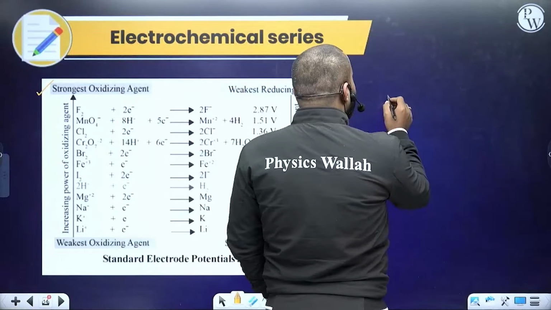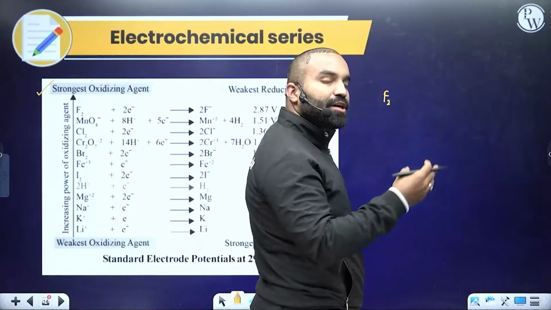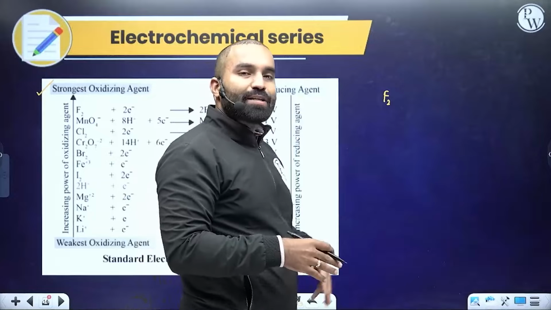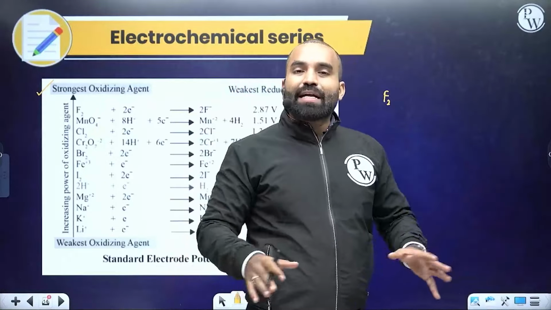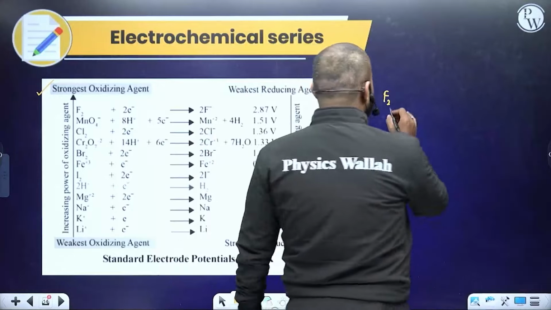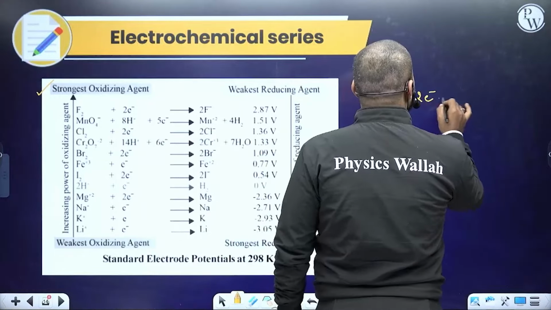So suppose I have F2. F2 is one of the strongest oxidizing agents. Strongest. Why? Because it is the most powerful electronegative element that exists in the periodic table. So F2, if you offer it some electron, do you want it?